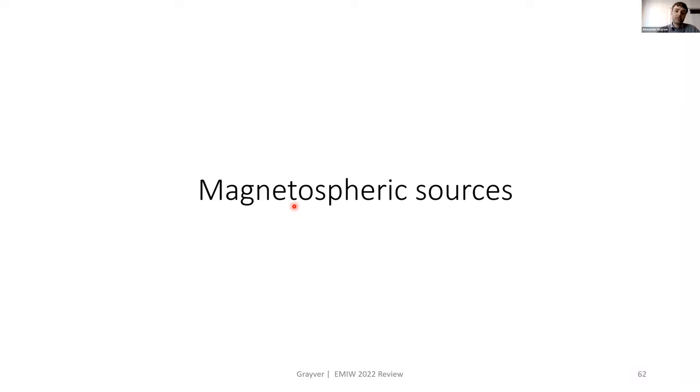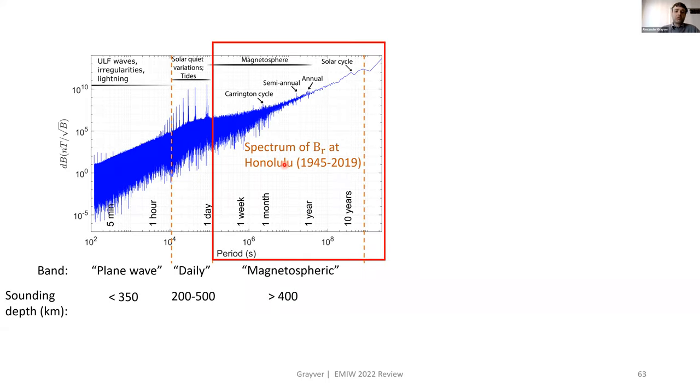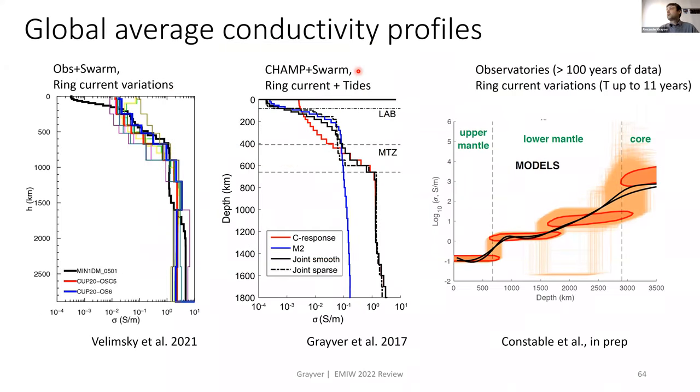So let's go to the magnetospheric sources now. So we are coming to this long period band, so periods from roughly one day all the way up to the solar cycle. The first thing that one can mention here is that you can use these sources to derive the global average conductivity profile, and this is useful for things like estimating certain phase transitions in the deep mantle, or estimating the average water content of the upper mantle and mantle transition zone. So there is a lot of science that you can do with these global 1D average profiles, but they are also useful as a starting point for these more elaborate 3D inversions. And a lot of these profiles have been published in the past decade.